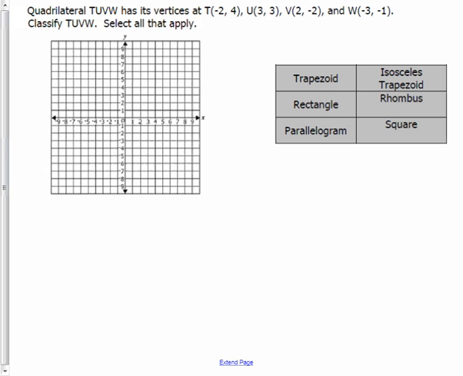Okay, so let's keep going. It says quadrilateral TUVW has its vertices at (-2, 4), (3, 3), (2, -2), and (-3, -1). Classify. So this time we're going to have to plot these points and then determine, based on these points, what kind of shape we have here. Okay, so let's go ahead and do that. (-2, 4) would be right here. This is T. (3, 3), U. (2, -2), V. W is (-3, -1).